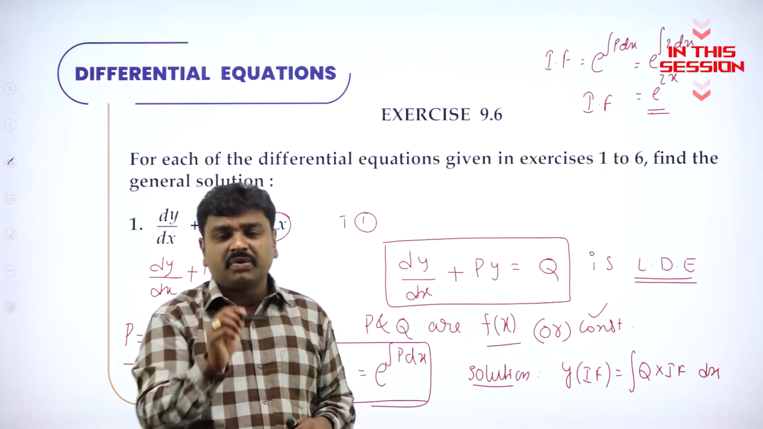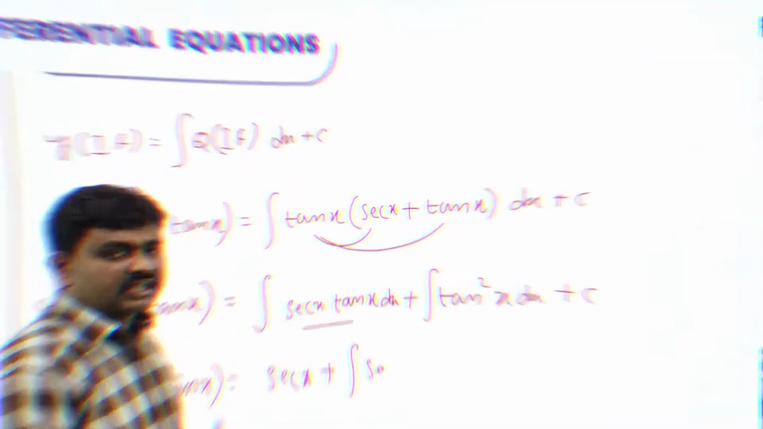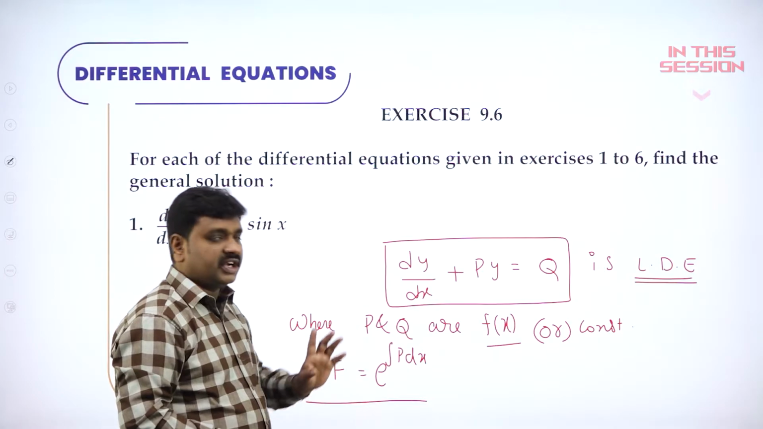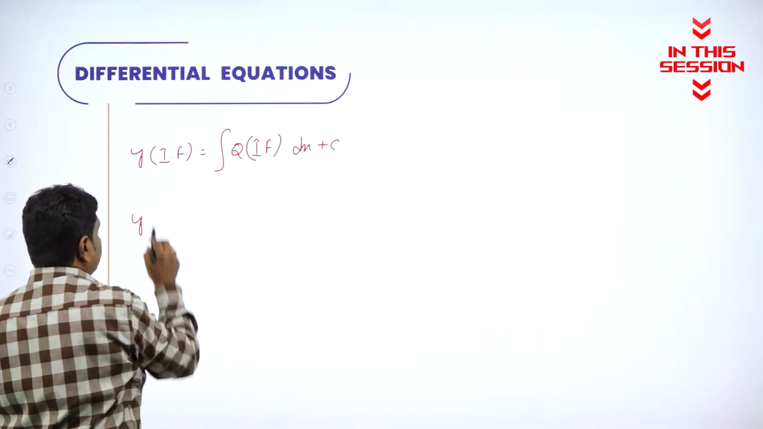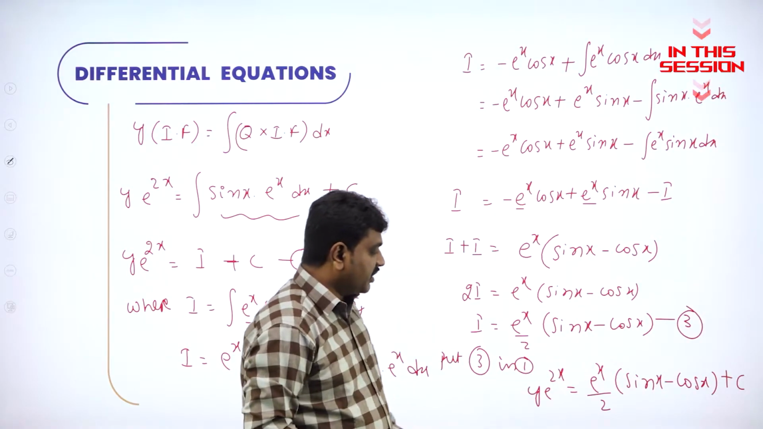Integrating factor is e power integration of p dx. Or if you know 1 plus tan square theta is secant square theta, IF means integrating factor. Integrating factor is e power integration of p dx. Now that is y into what is integrating factor, and further e power 2x you can transfer that side, it will become divided by.